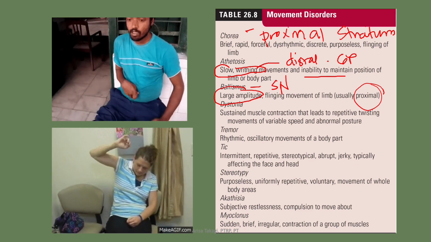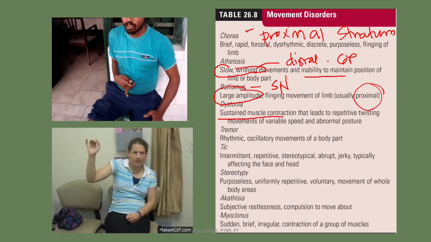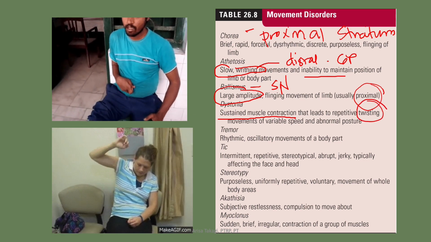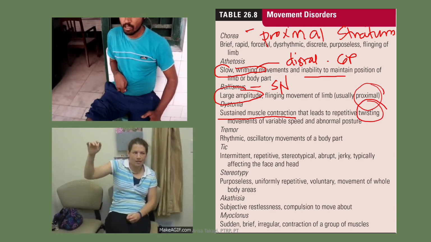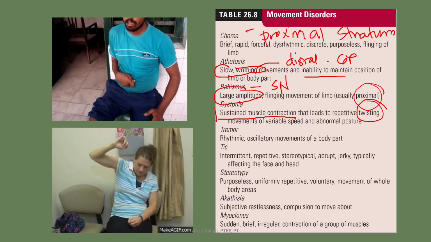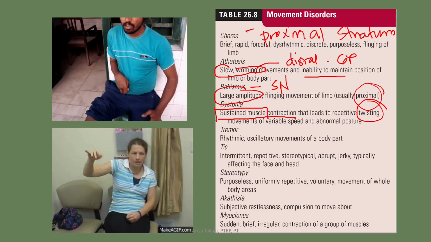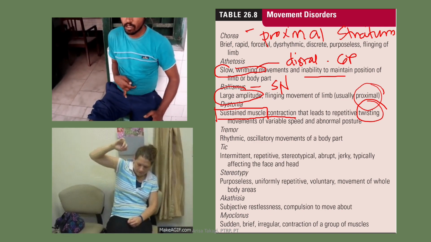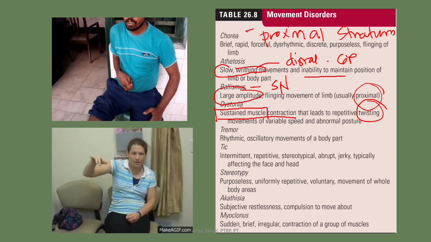And then your dystonia, this is sustained muscle contraction that leads to repetitive twisting. Twisting movements of variable speed and abnormal posturing. So what I want you to remember is that this one is sustained. Yung muscle contraction nila, meron silang abnormal twisting posturing. Usually nga sa arms nyo makikita yan.